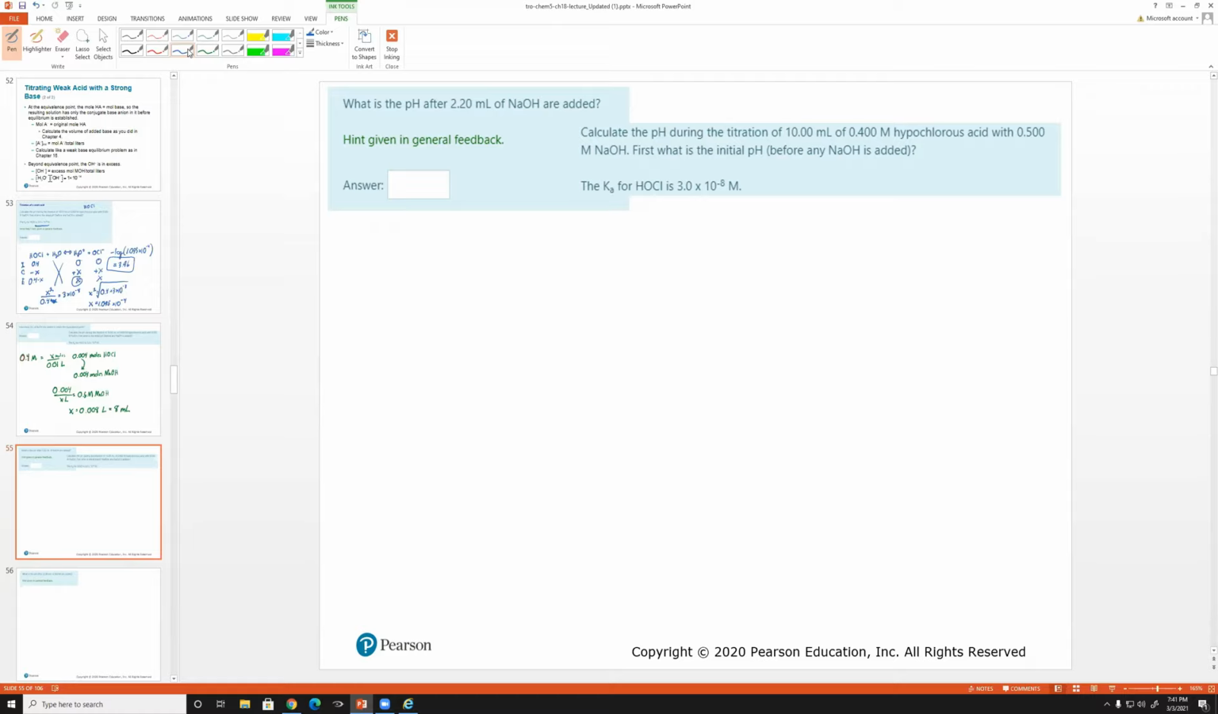All right. Next, what is the pH after 2.2 mils of NaOH are added? Okay, so now we're adding some NaOH. Since we're adding something, we have to make an ice table with moles. So we can make an equation for it. Let's make the equation first, and then we'll plug it in. We can write 0.004 moles of HOCl. We know that already.